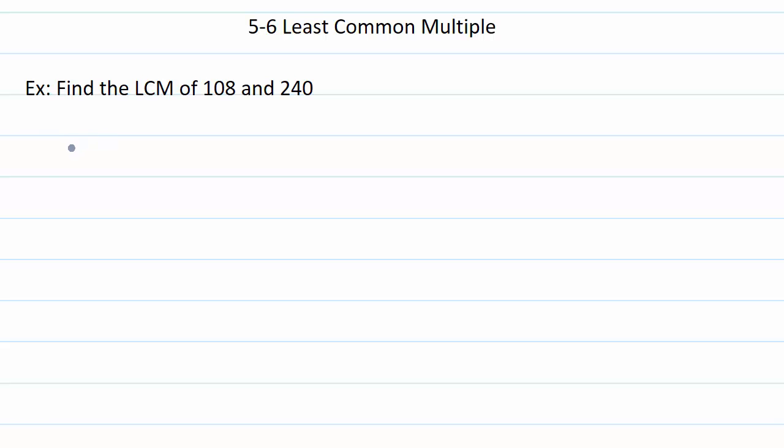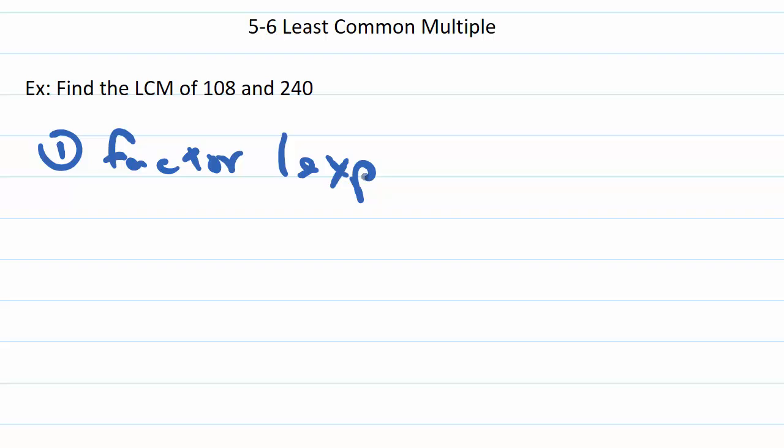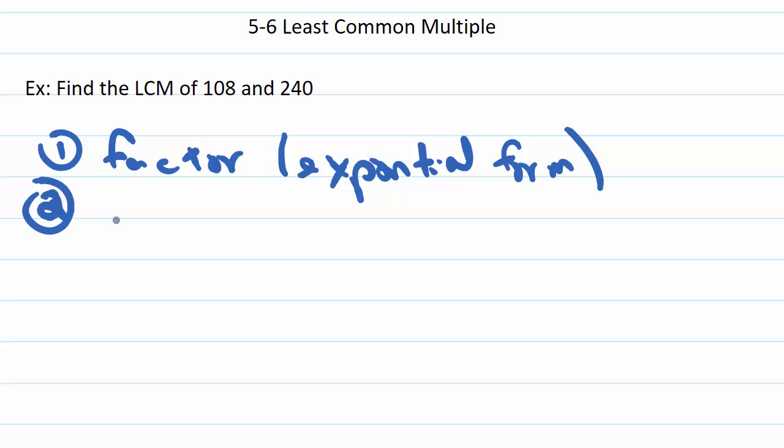So what we're going to do first is factor, and we're going to factor using exponential form. That's where we bring together the factors: if we have 3 multiples of 2, we're going to write it as 2 cubed. Then, whoops, number 2 is after number 1. We're going to line up the factors.